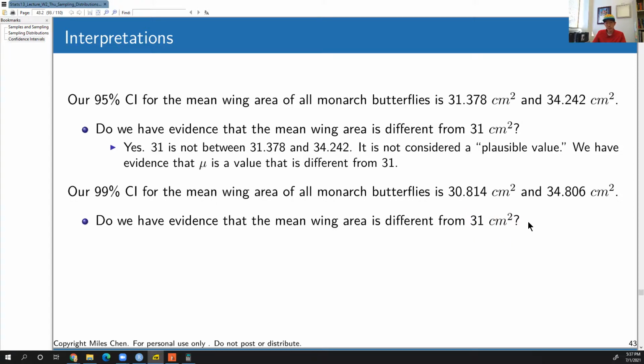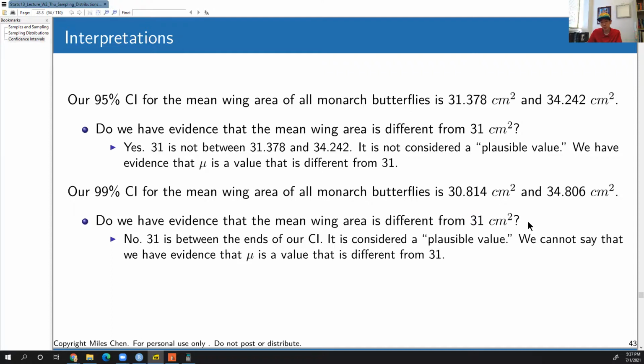What's our answer now? Our answer now is no, because 31 is now inside the ends of the interval. My interval goes from 30.8 to 34.8, and so now 31 is inside the interval and it's considered a plausible value. We can't say that we have evidence that mu is different from 31. So same exact data, same question, and we're coming to opposite conclusions.